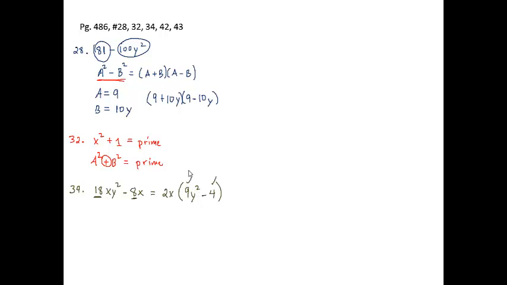So it must be the form a squared minus, because of the minus sign right here, b squared, which again was a plus b times a minus b. So like before, we got to find the a and the b. Well, the first term helps you determine the a.